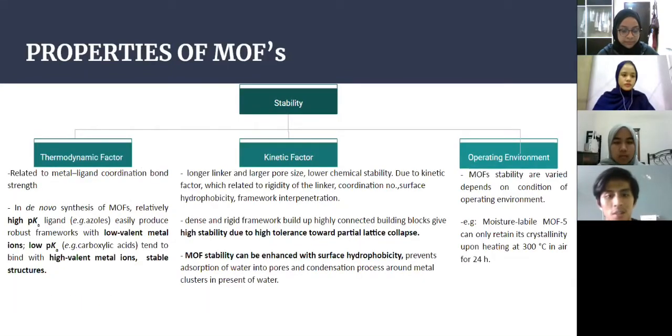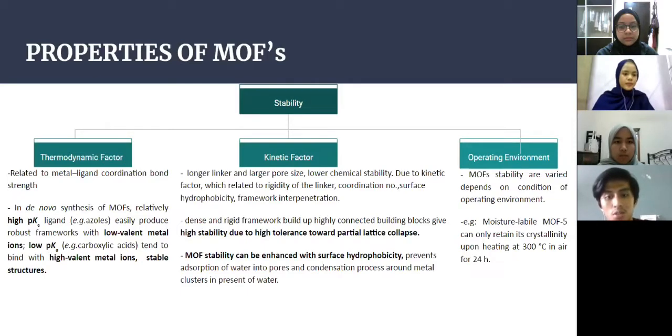Next, in stability, there are three factors that govern it. The first is thermodynamic factors, which are related to metal ligand coordination bond strength. In the synthesis of MOF, relatively high pKa ligands, for example azoles, will easily produce robust, stable frameworks with low valent metal ions, while low pKa ligands such as carboxylic acid will tend to bind with high valent metal ions, which gives a stable structure. And next is the kinetic factor, where a longer linker and larger pore size will lower the chemical stability.